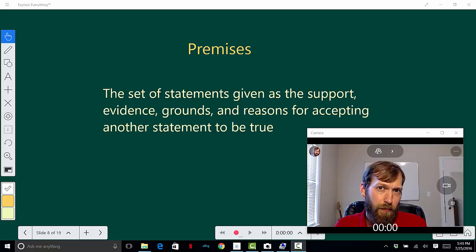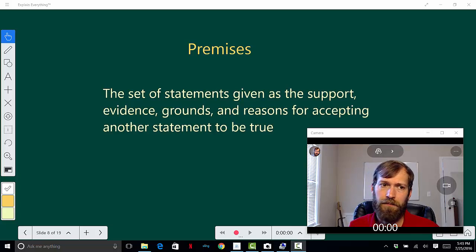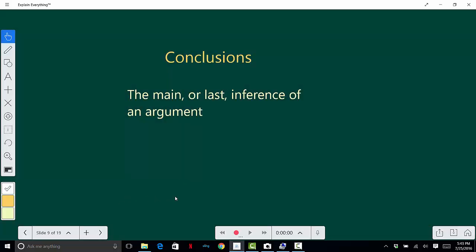Because these statements are true, those are your premises. This other statement should be accepted as being true as well. Okay, so that's your premises. That other statement then, of course, is going to be our conclusion, or our other sense of the word inference, our second sense of the word inference.